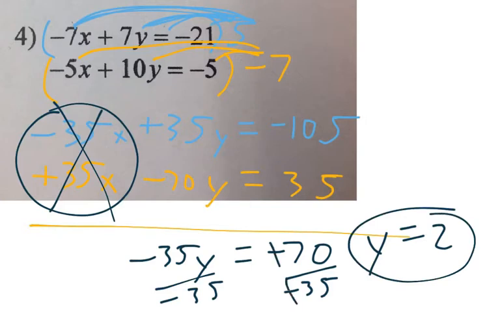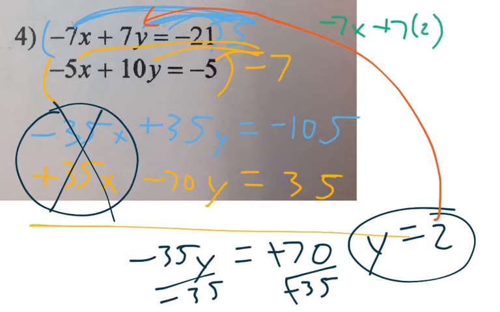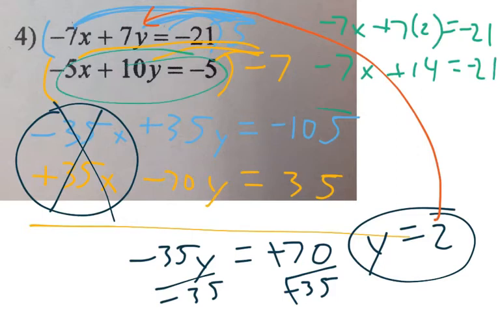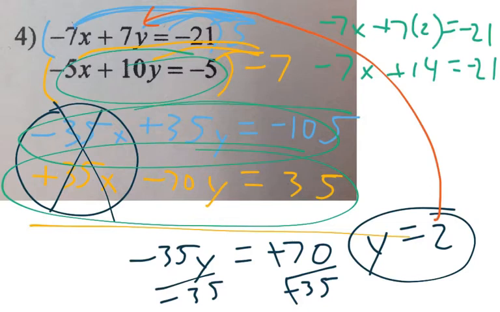Now I'm going to plug that into, let's say, my first equation right there. Let's see what we get. Negative 7x plus 7y, where y is 2, equals negative 21. Negative 7x plus 14 equals negative 21. By the way, I could have used the second equation. If you were really crazy, you could use one of the two that we made up by multiplying, okay? Any one of those 4 equations would have worked, okay? But I decided to always pick the first one usually.